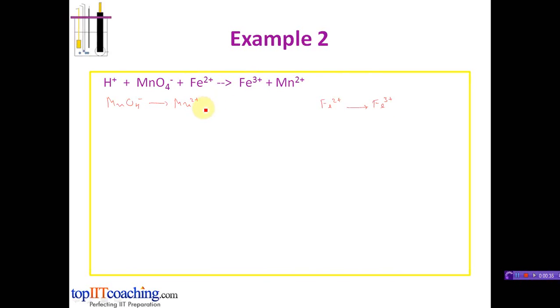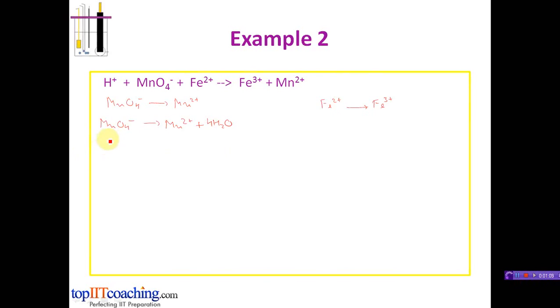So first of all, we'll balance the oxygen atoms. In this half reaction, there are 4 oxygen atoms on the left hand side but none on the right hand side. So we are going to add 4 water molecules to the deficient side, that is the right hand side. On adding water molecules, we can write MnO4 minus gives Mn2 plus plus 4 H2O. There are no oxygen atoms in this half reaction, so it does not require any balancing.